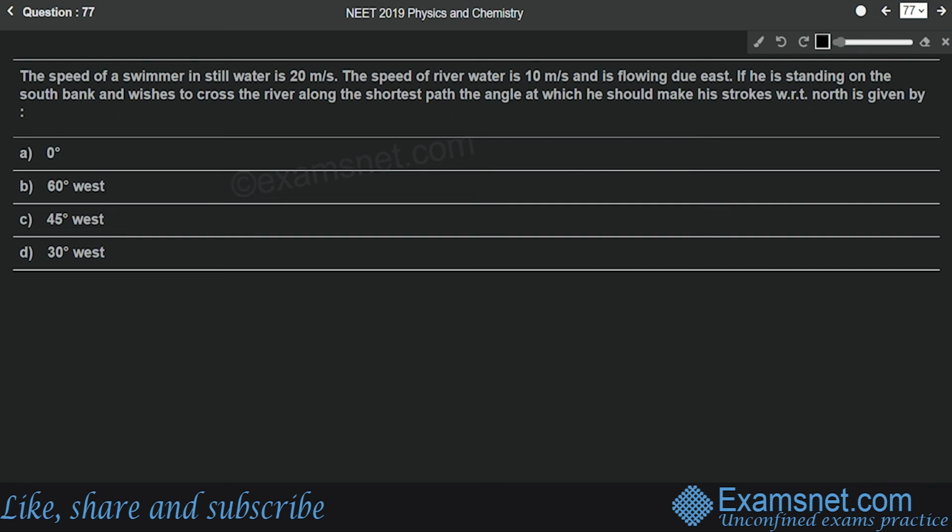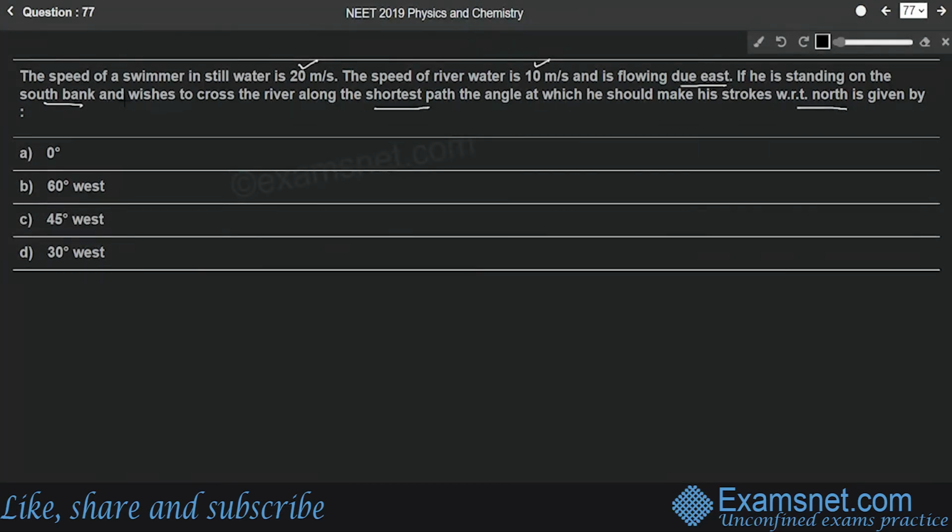Alright, now question number 77 is from the chapter Motion in a Plane. The question is, the speed of a swimmer in still water is 20 meter per second. The speed of river water is 10 meter per second and is flowing due east. If he is standing on the south bank and wishes to cross the river along the shortest path, then the angle at which he should make his strokes with respect to north is given by.